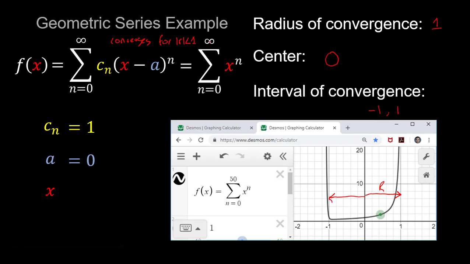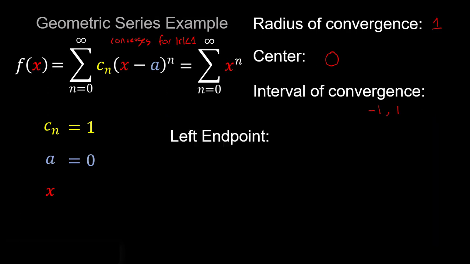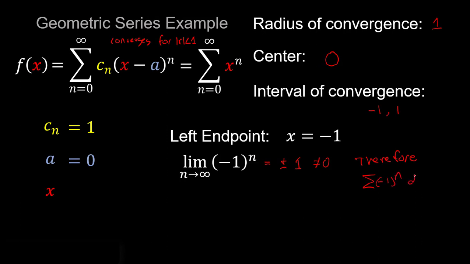So this is our series up here, and in order to see what happens when x equals -1 right here, we're going to go ahead and find that limit of this sequence as n approaches infinity. So first we're going to look at our left endpoint where x equals -1. We just plug in x equals -1 for this x up here, and we take the limit of that sequence. The limit of (-1)^n is just going to be plus or minus 1, which is not equal to 0. So we can say, therefore, our series at x equals -1 diverges by the test for divergence.